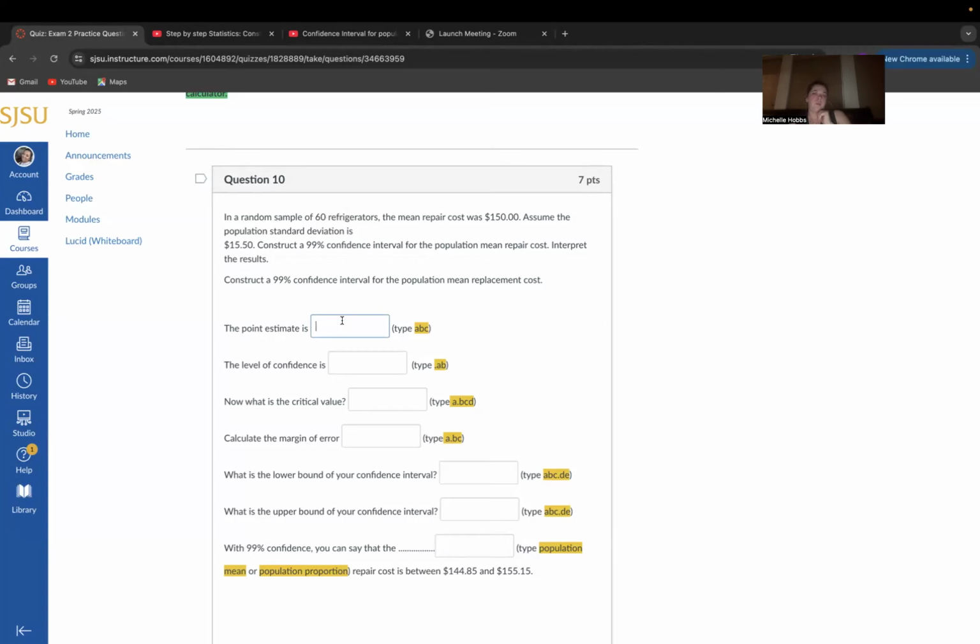So the point estimate. Okay, I'm going to try to calculate this one on my own. In a random sample of 60 refrigerators, the mean repair cost was $150. Assume the population standard deviation is $15.50. Construct a 99% confidence interval for the population mean repair cost. Interpret the results.